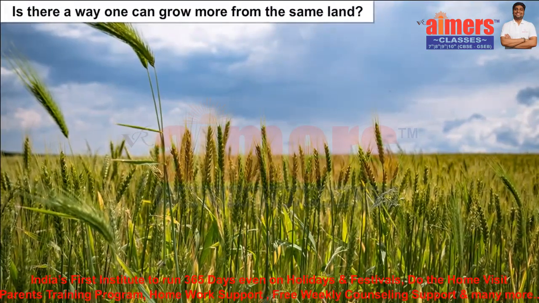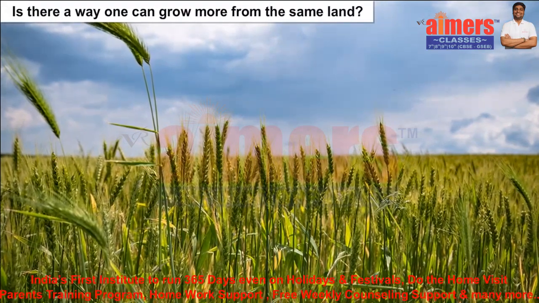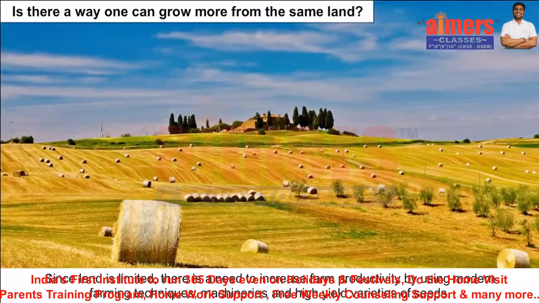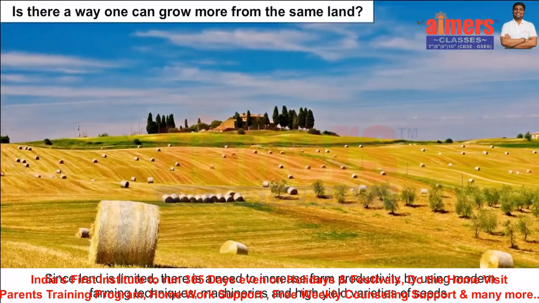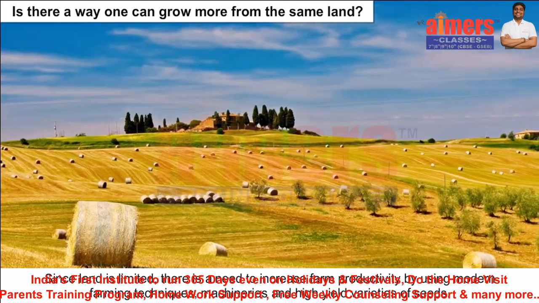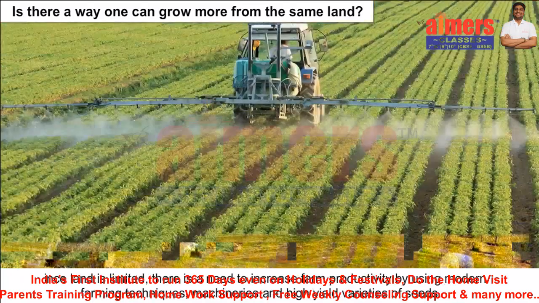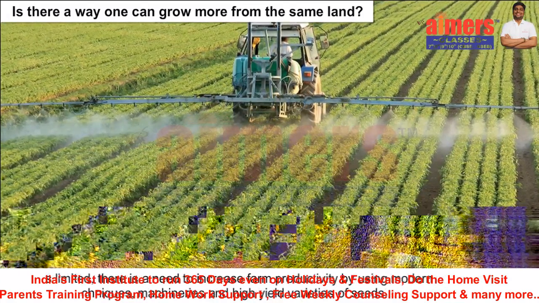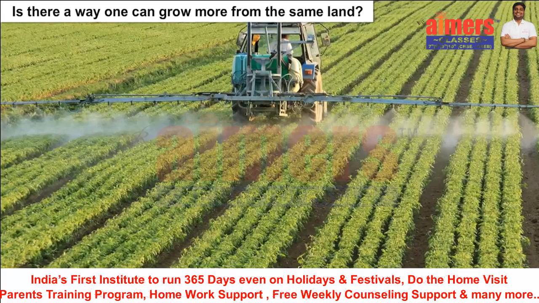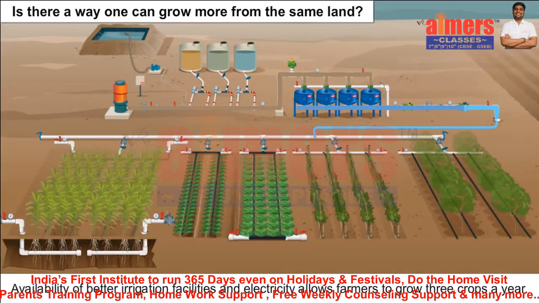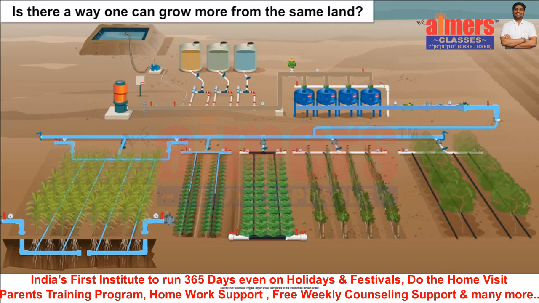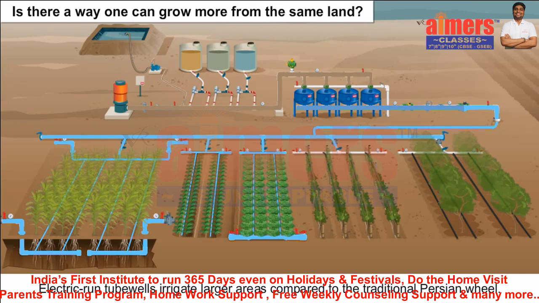Is there a way one can grow more from the same land? Since land is limited, there is a need to increase farm productivity by using modern farming techniques, machineries, and high-yield varieties of seeds. Availability of better irrigation facilities and electricity allows farmers to grow 3 crops a year. Electric run tube wells irrigate larger areas compared to the traditional Persian wheel.